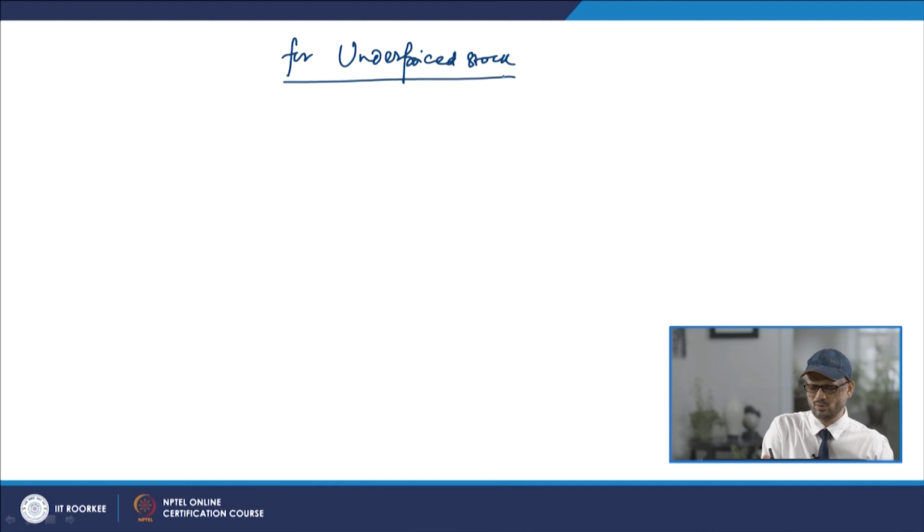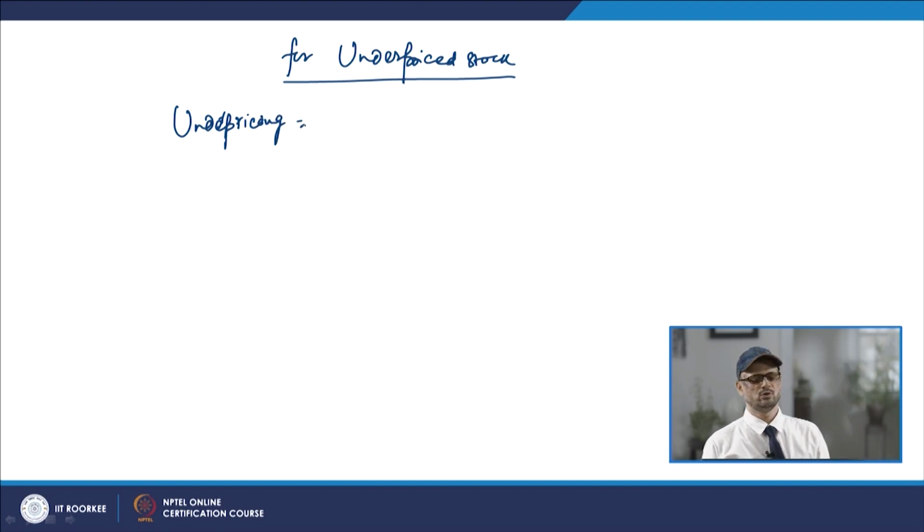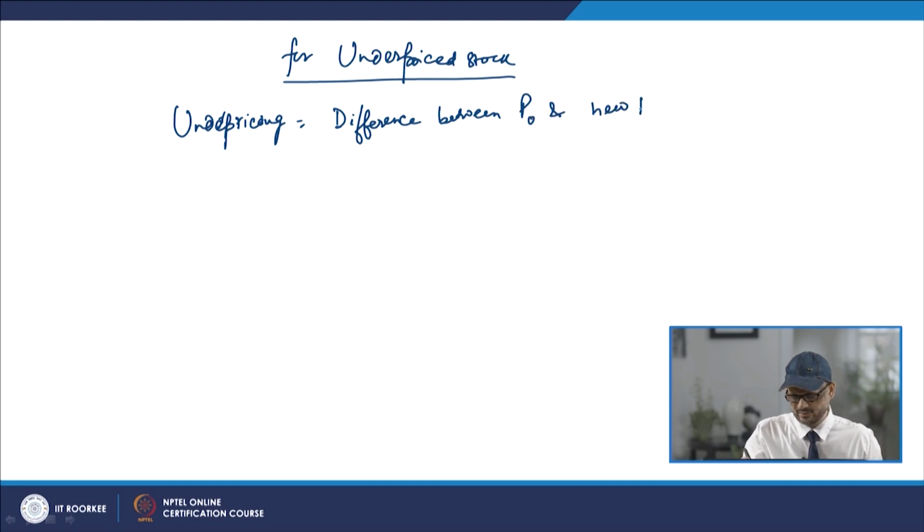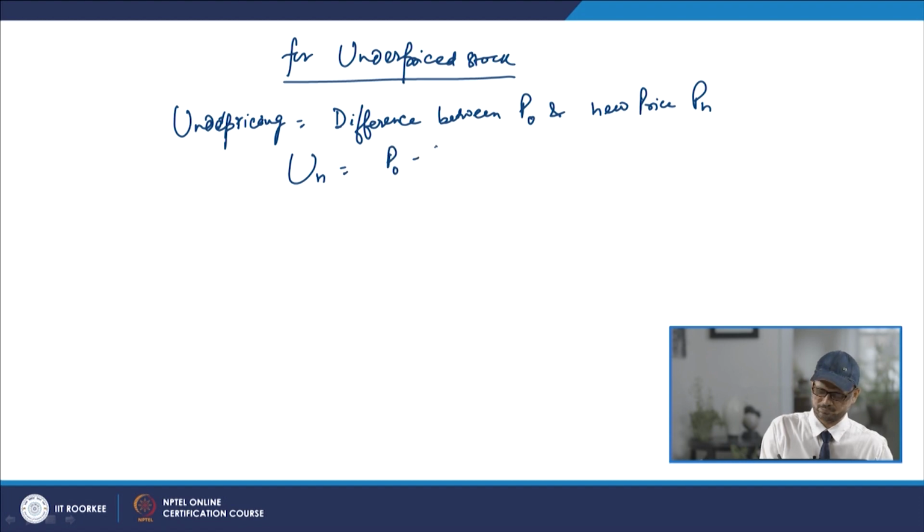So what will be the amount of underpricing? For underpriced stock, underpricing means its value will be less than its price. So the underpricing amount will be the difference between P naught and the new price Pn. It is represented by P naught minus Pn.